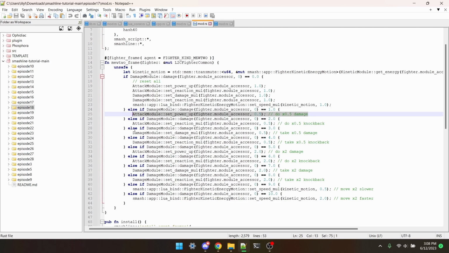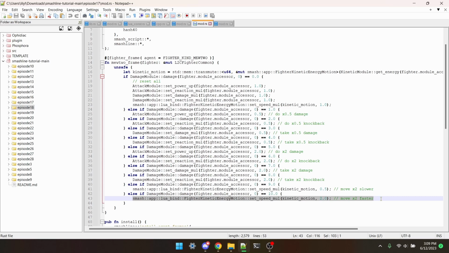So this line has the player doing 0.5 of their normal damage, this one, 0.5 of the normal knockback. Attack module refers to damage and knockback going out, while damage module refers to damage and knockback coming in. To set a damage multiplier, you'd use set power up for attack module, and to set a knockback multiplier, you use set reaction mul. A multiplier for the amount of damage someone takes is set damage mul, and amount of knockback is set reaction mul. Those last two are both damage module.